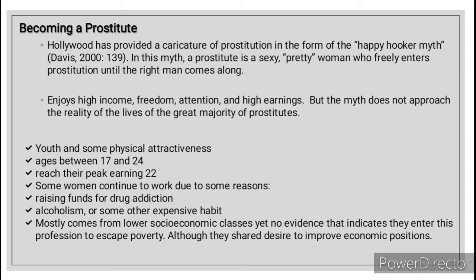Youth and some physical attractiveness do play important roles in the success of a prostitute. So most are between the ages of 17 and 24 or so. They reach their peak earning age probably around 22. Some older women continue to work as prostitutes, but most of them remain in the activity for special reasons, such as raising funds for drug addiction, alcoholism, or some other expensive habit.